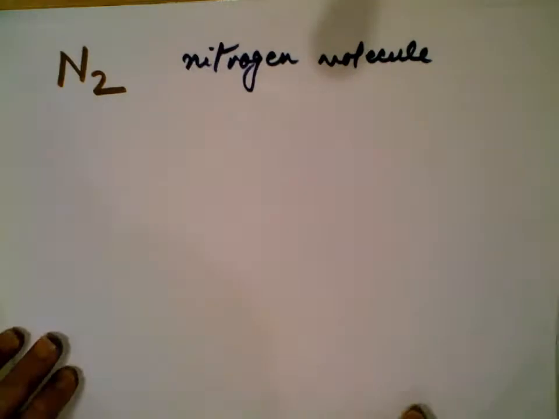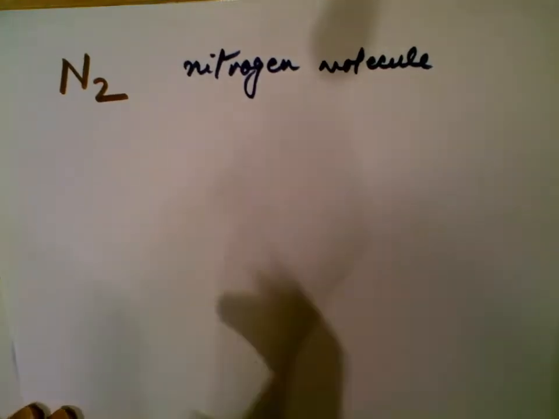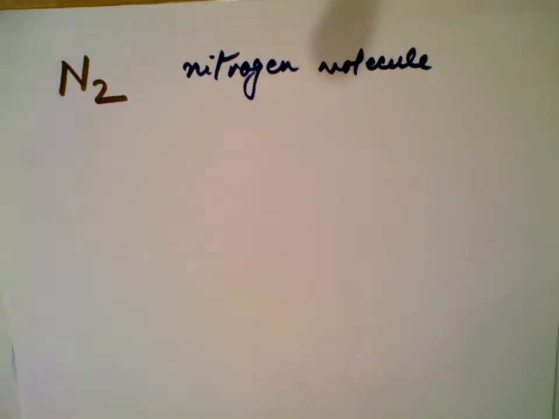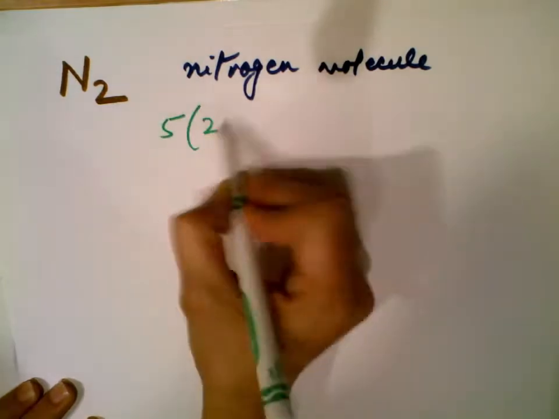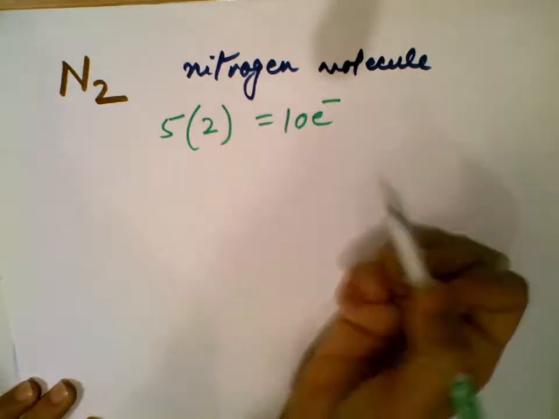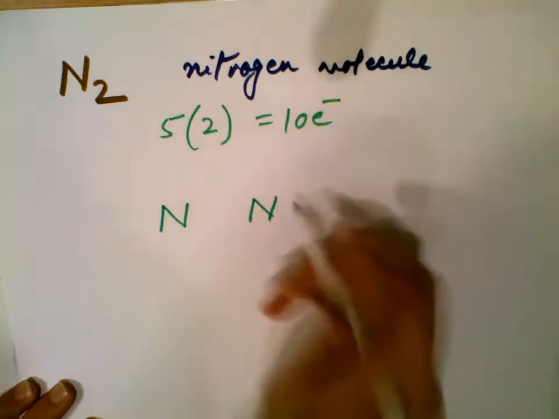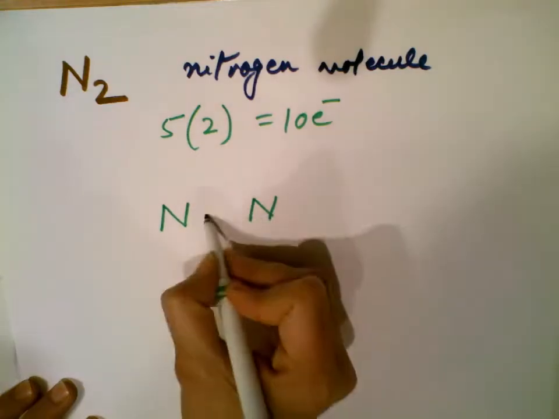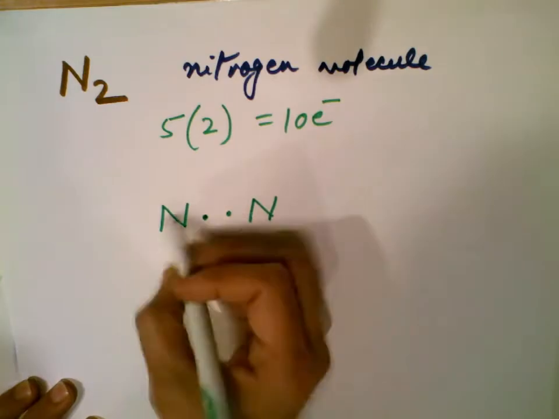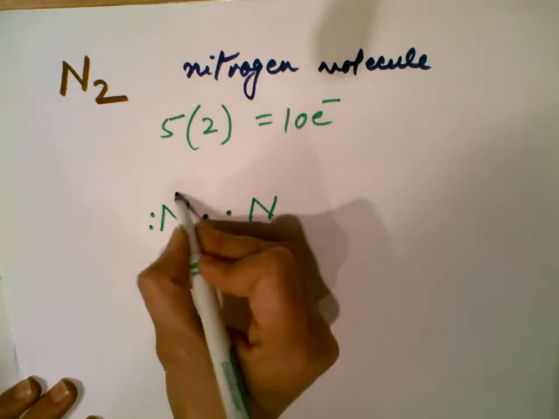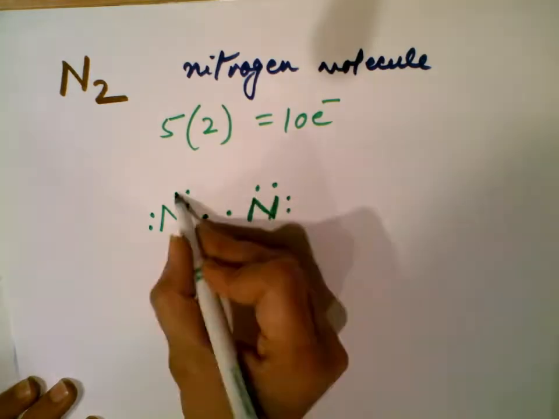Alright, nitrogen. Let's see how N2 is different from H2 and O2. Nitrogen has 5 valence electrons. Since it is 2 atoms, you multiply by 2, and you get a total of 10 electrons. Now you have to divide these 10 electrons among these 2 atoms. So again, same rule: 2 electrons in the middle to make sure that there is at least a single bond, and the rest of them are divided equally.